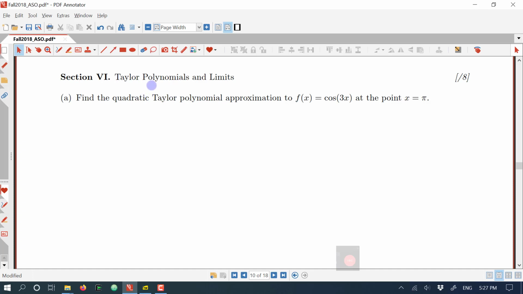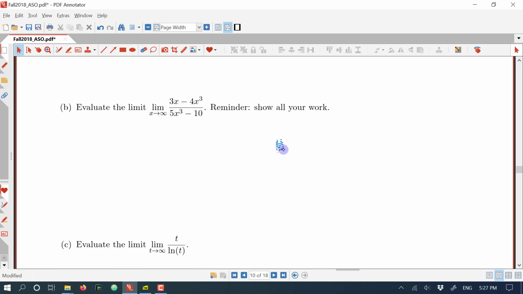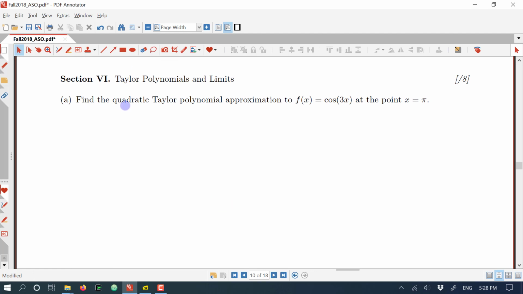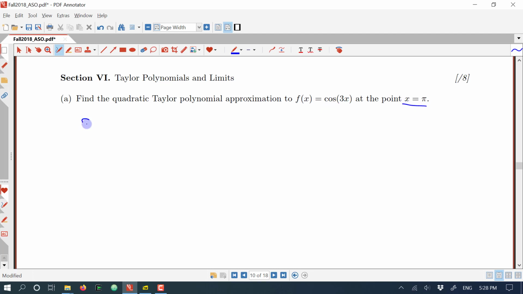In this question, we're going to look at section 6 of the 2018 exam for Math 121. All three parts are distinct, so we can answer each one of them separately. So, first off, find the quadratic Taylor polynomial approximation to the function f of x equals cos of 3x at the point x equals pi.